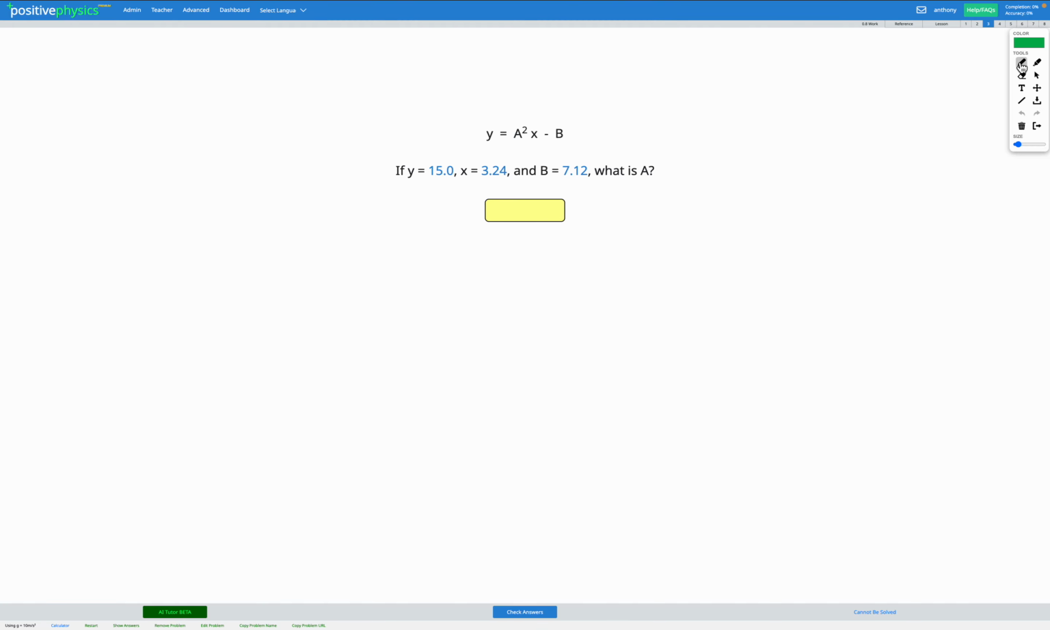In this skill, our goal is to rearrange equations into different forms to solve for a specific variable. To do this, we're going to be using PEMDAS. P stands for parentheses.